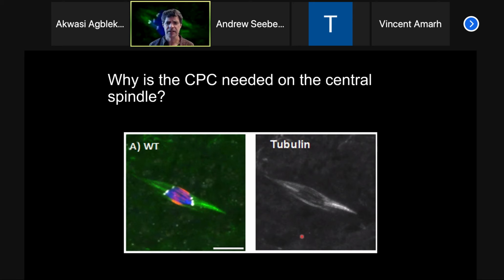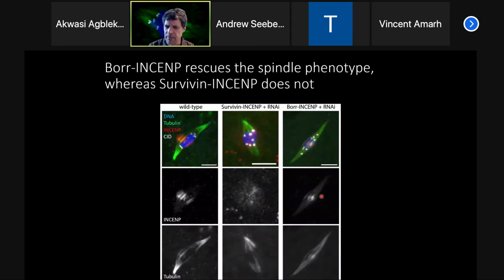But it doesn't tell us why you really need the chromosome passenger complex on the spindle. It's pretty obvious why it has to be on the chromosomes. It has to recruit the microtubule assembly factors to the chromosomes. But why does it have to move onto the spindle? Why does it have to be at this central spindle? And so that's a clue that came up in some of our analysis.